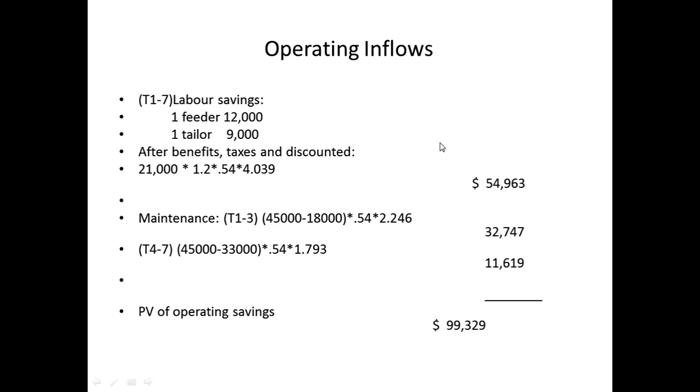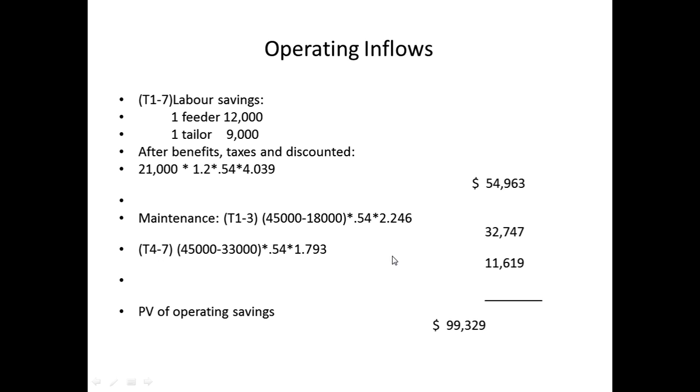Here we have labor savings in the basic machine of 1 feeder, 1 tailor. Now with benefits and after tax and discounted as an annuity, over 7 years we've got benefit from the labor savings of about $55,000. The maintenance savings for the first 3 years are extremely high, much higher than the latter 4.